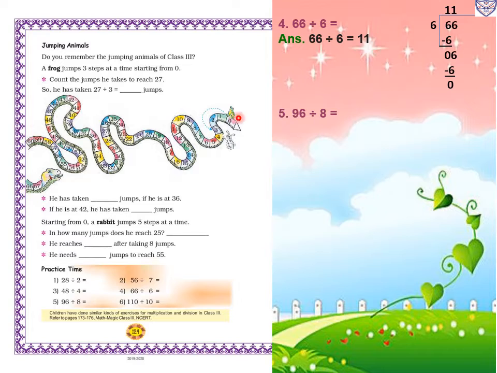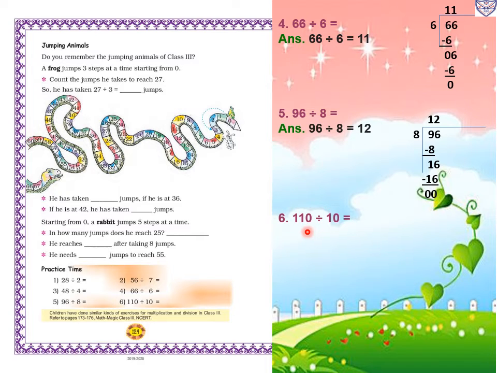Now number 5, 96 divided by 8. First we will take the first digit 9. In the 8 table, 9 will not come. So we will take 8 ones are 8. So 9 minus 8 we will get 1 and the 6 we will carry down. So it will become 16. In the 8 table, when will 16 come? Yes, 8 twos are 16. So 16 minus 16 we will get 0. So 96 divided by 8 equal to 12.